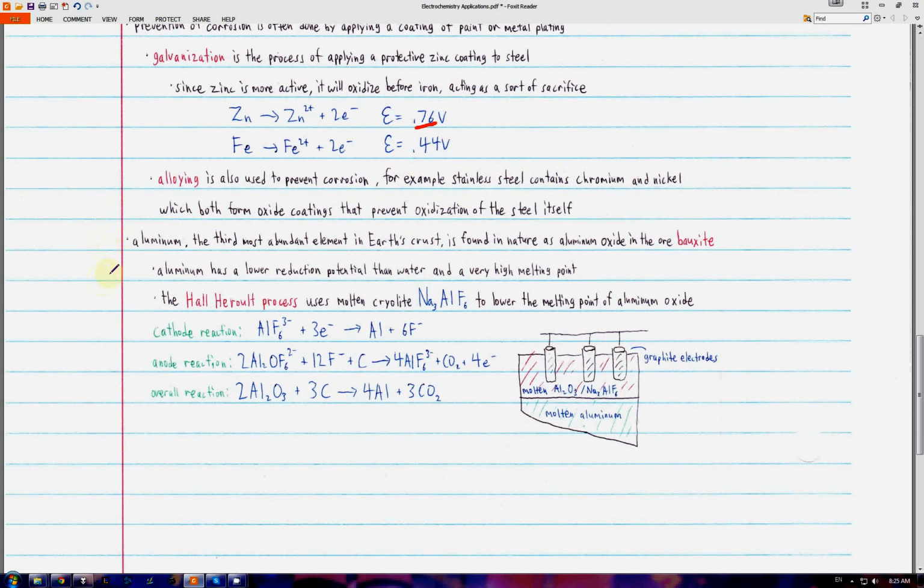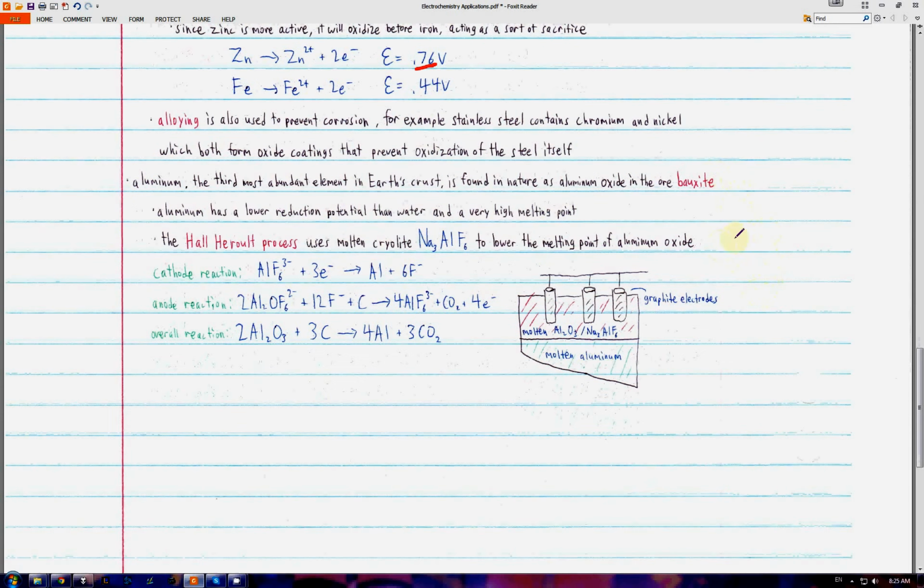Now, electrolysis is often used to remove metals from their natural state, which is ore. So aluminum is found as aluminum oxide in the ore, bauxite. Now, it's usually difficult to reduce aluminum into solid aluminum because it has a lower reduction potential than water. So we can't use an aqueous solution, or else the water will just be reduced instead of aluminum. And aluminum also has a very high melting point, so we can't easily just use a molten compound.